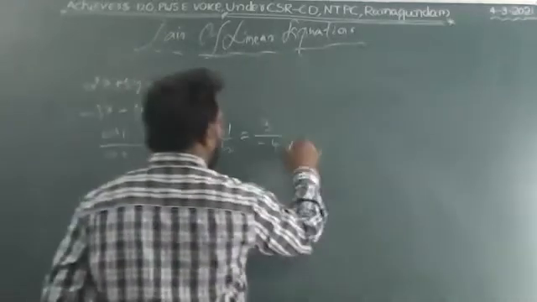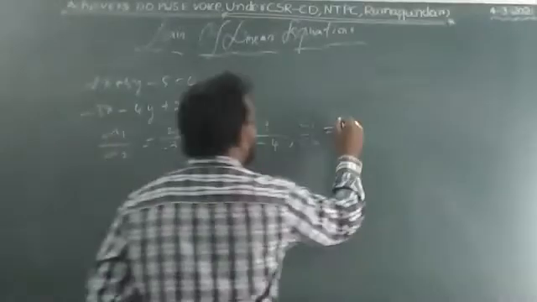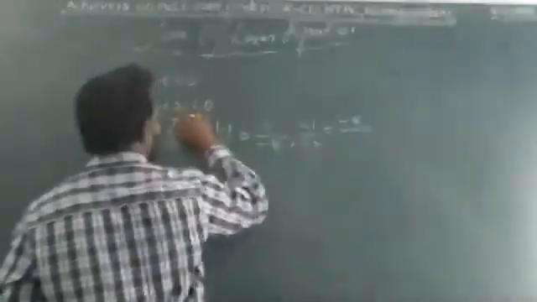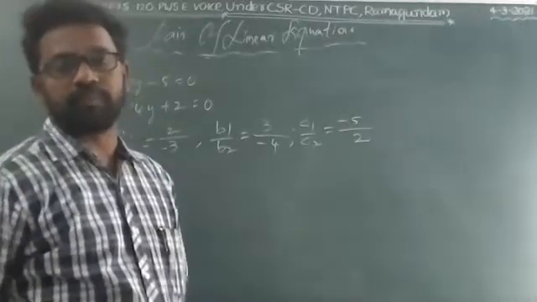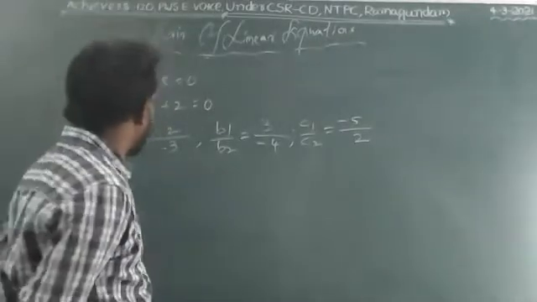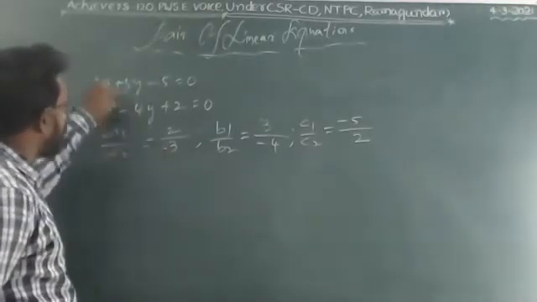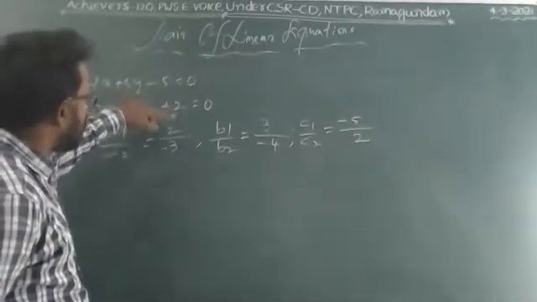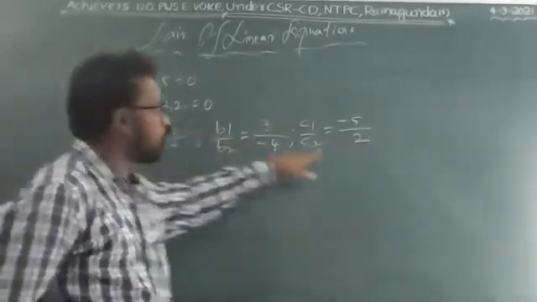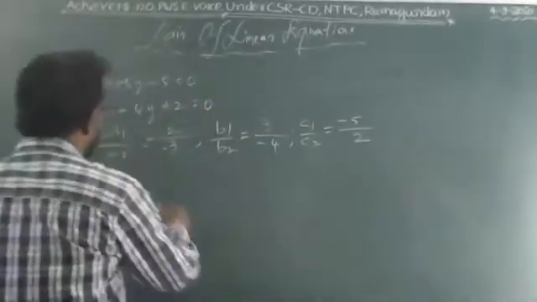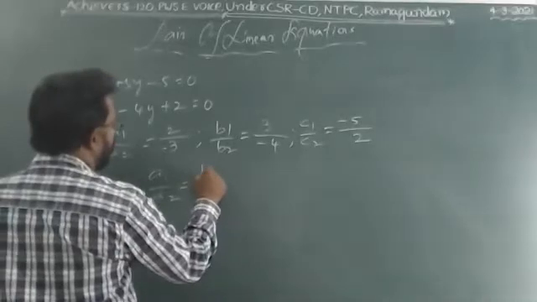And also we have to find the third one, c1 by c2. What is c1? Minus 5. What is c2? 2. Minus 5 by 2. a1 by a2 is 2 by minus 3. b1 by b2 is 3 by minus 4. c1 by c2 is minus 5 by plus 2.